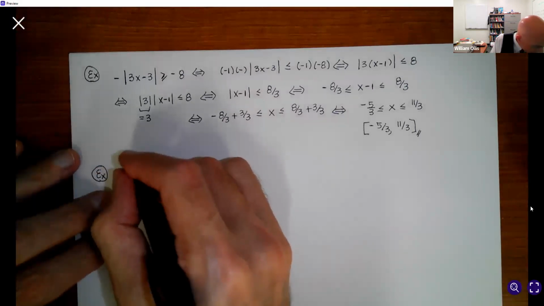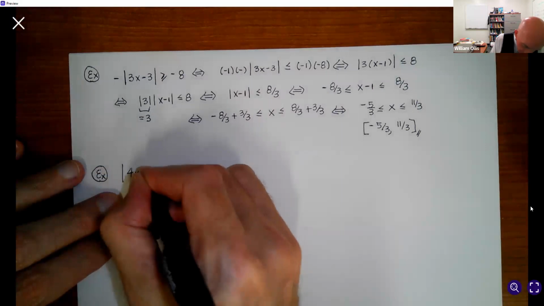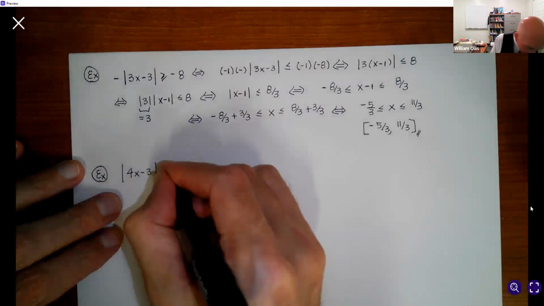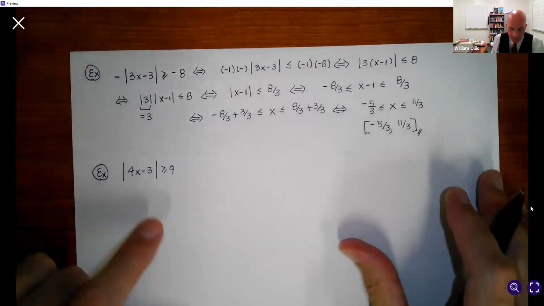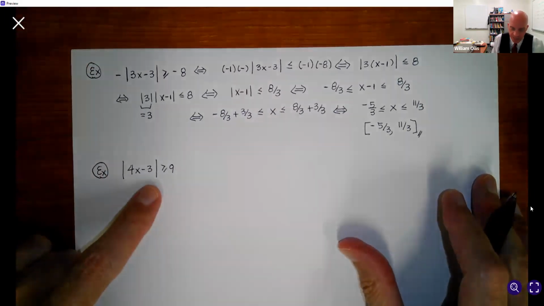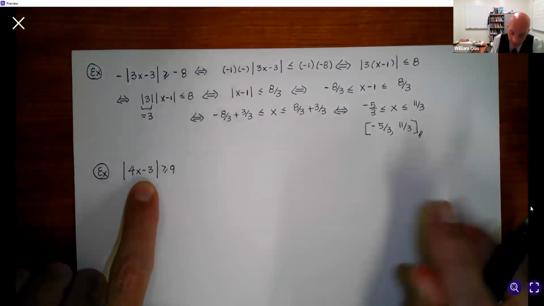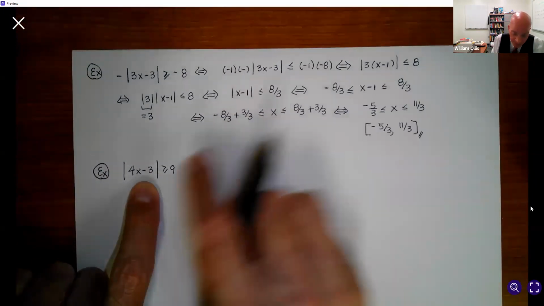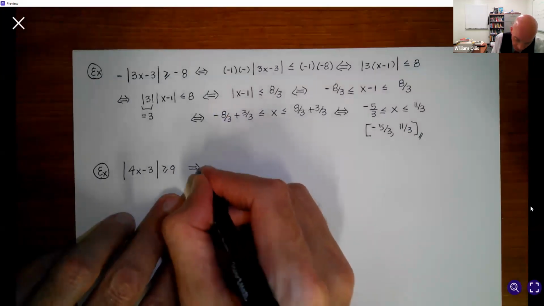So say we have the absolute value of 4x minus 3 is greater than or equal to 9. Now, of course, when you look at this, it's ready to go. This is a disjunction, but let's apply the same technique here just to reduce this, just to get practice with it. So this is the disjunction.